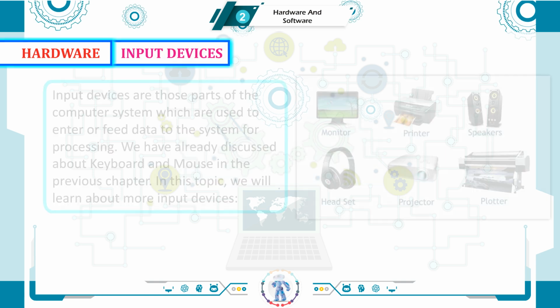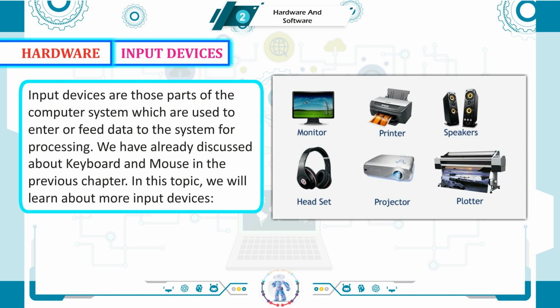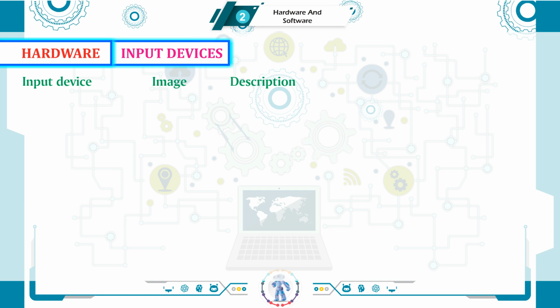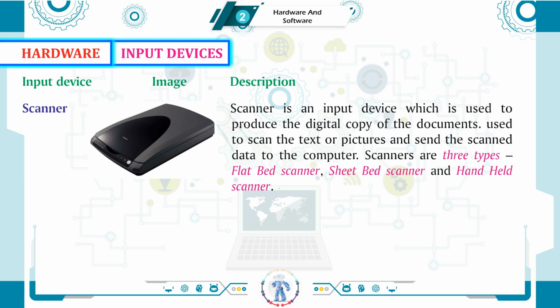Input devices. Input devices are those parts of the computer system which are used to enter or feed data to the system for processing. We have already discussed keyboard and mouse in the previous chapter. In this topic, we will learn about more input devices. Input device: image, description. Scanner. Scanner is an input device which is used to produce the digital copy of the documents, used to scan the text or pictures and send the scanned data to the computer.